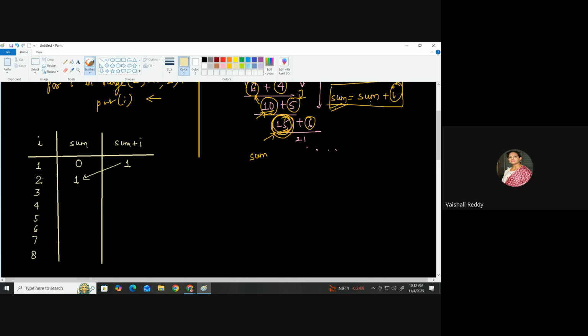So what I'm going to do, 2 plus 1, that will be 3. I take it as my new sum. So 3 plus 3 is 6. Take it as the new sum. 6 plus 4 is 10. So 10 plus 5 is 15. 15 plus 6 is 21, and so on. 21 plus 7 is 28. 28 plus 8 is 36. So this is the overall process.